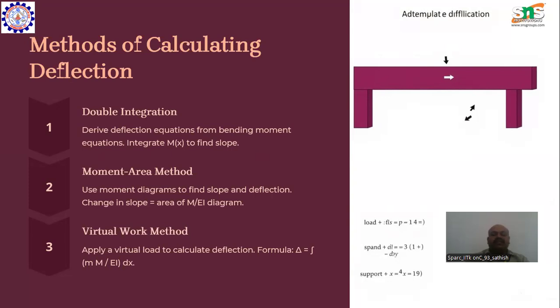Moment area method use moment diagrams to find the slope and deflection. Change in slope is equal to area of M by EI diagram. And the third method is virtual work method. Apply a virtual load to calculate deflection, where integration of moment by EI into dx will find the deflection of the beam.